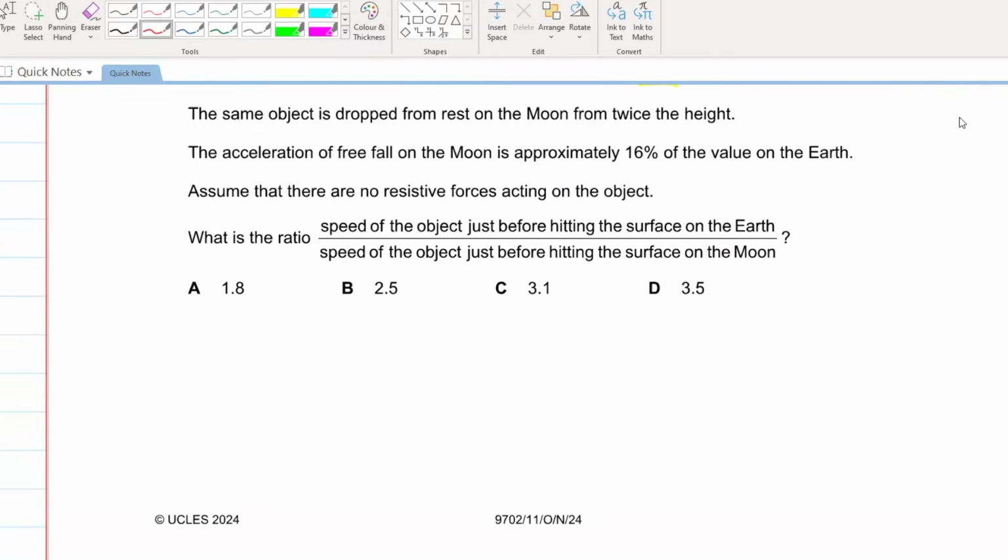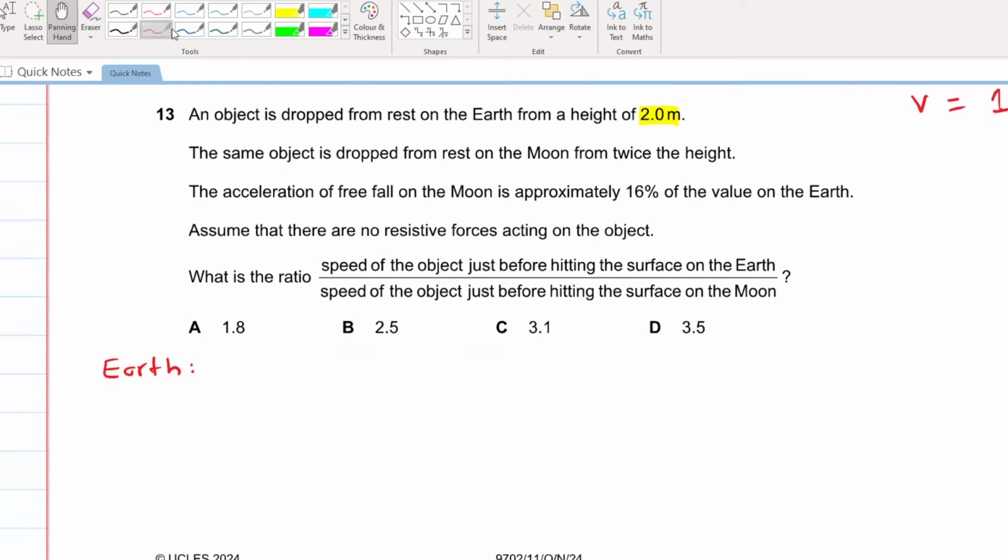You will calculate for earth. Let's say at earth you are at a height of 2 meters. Your initial velocity is 0. Your acceleration is g. Can you calculate the final velocity? Yes, you can calculate the final velocity.